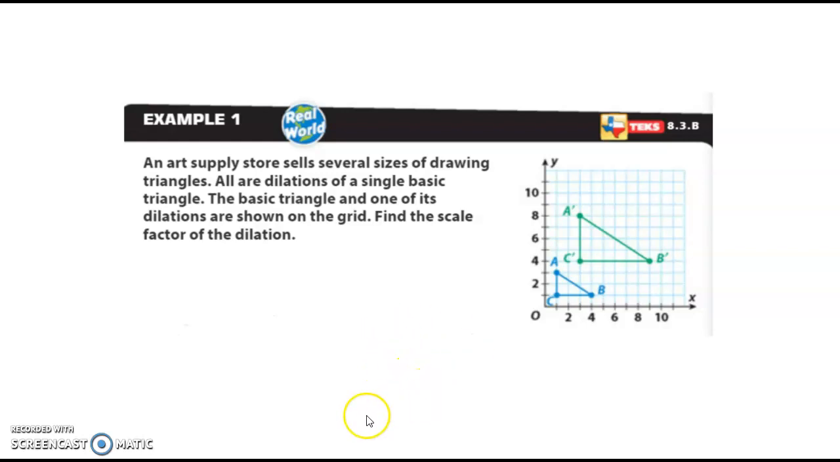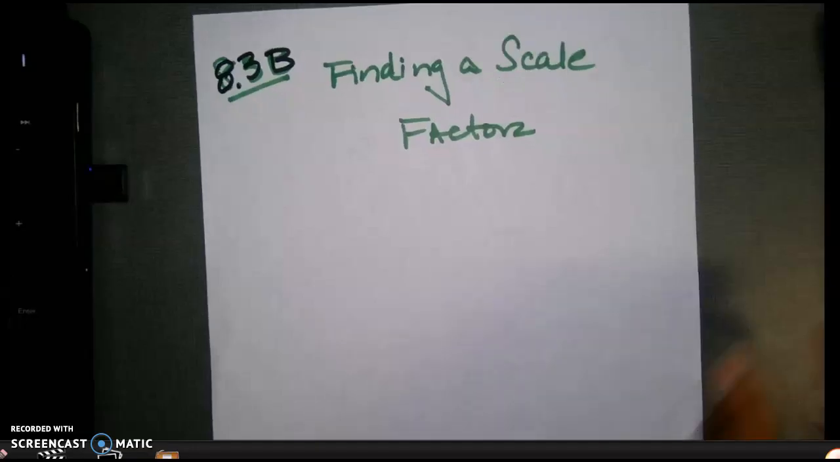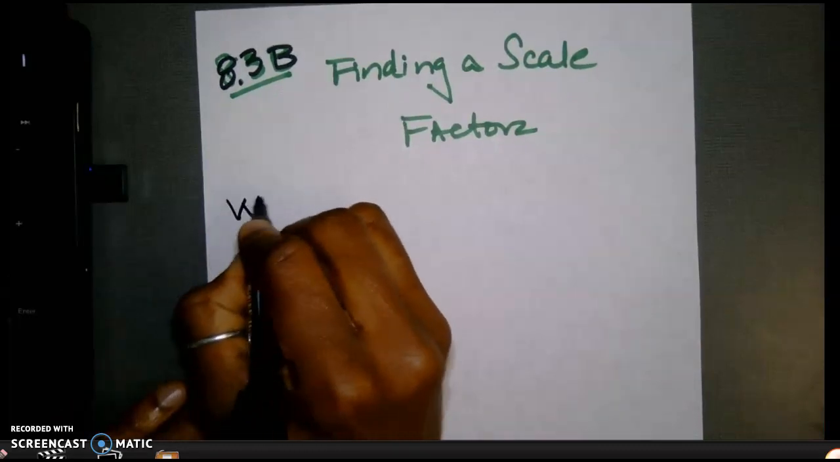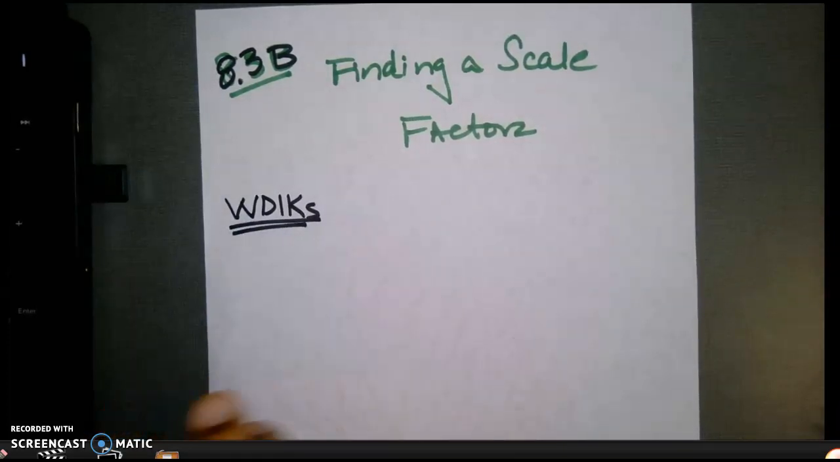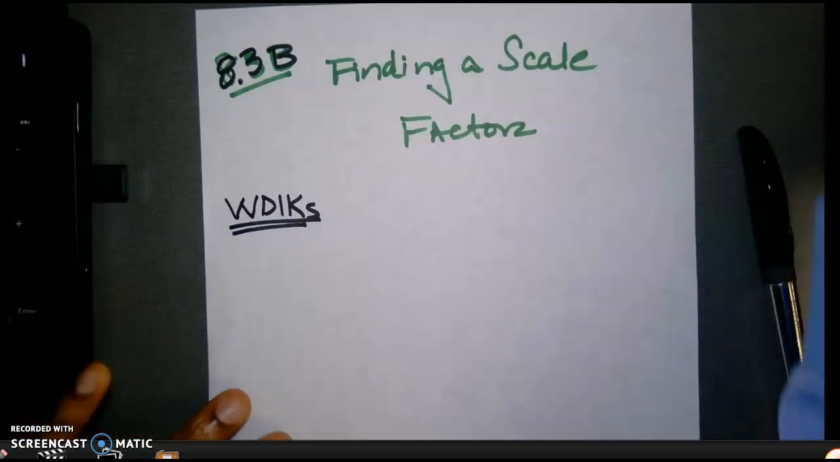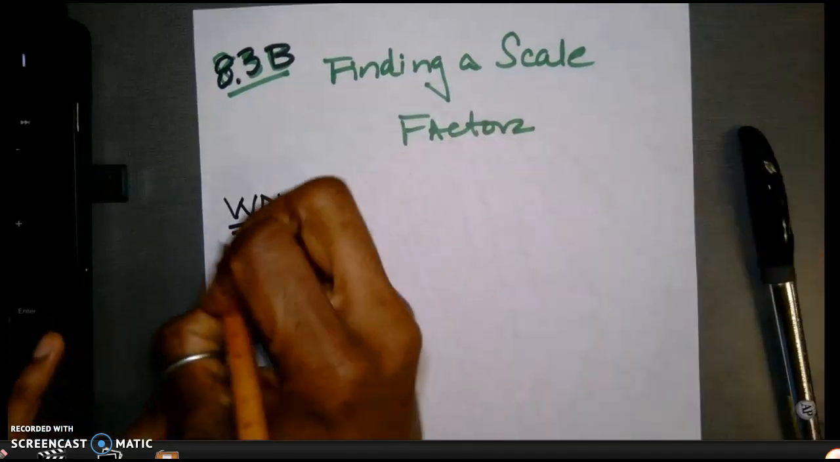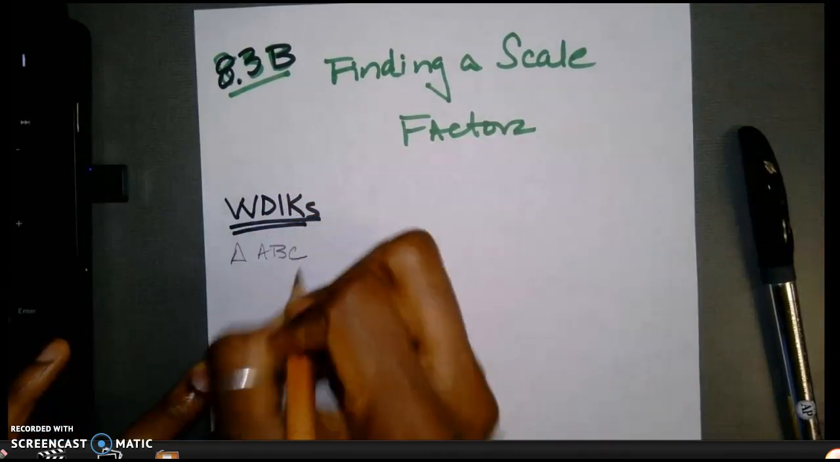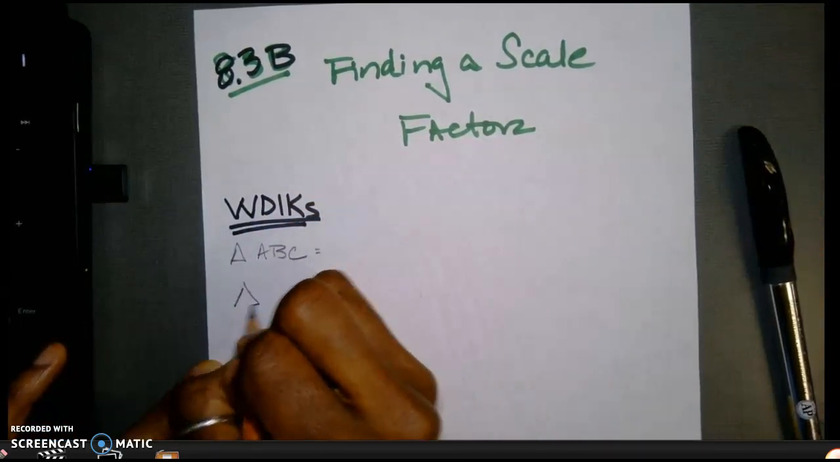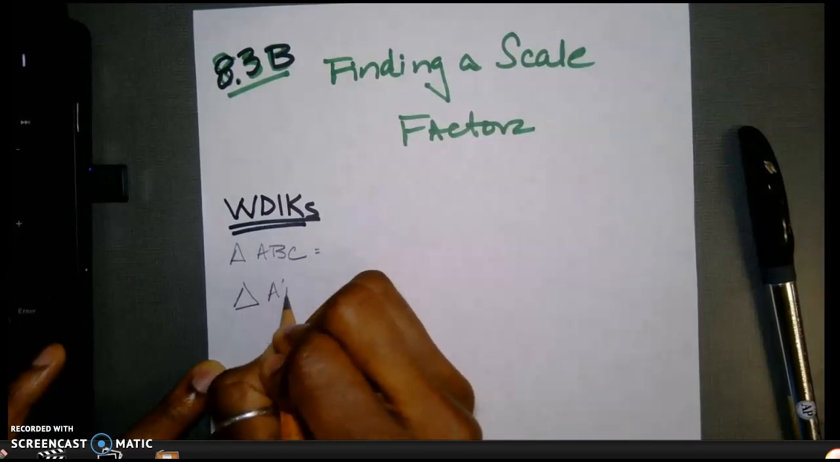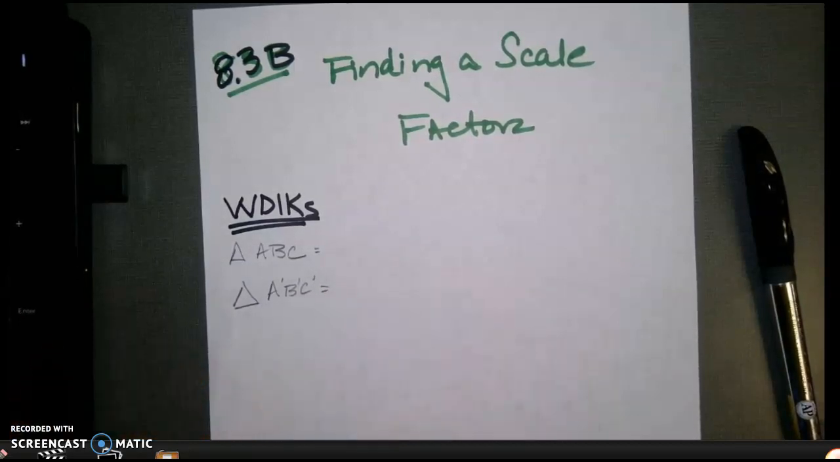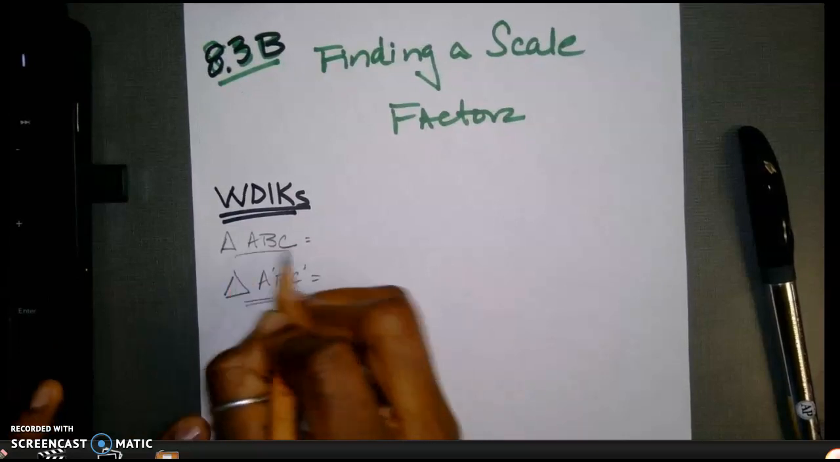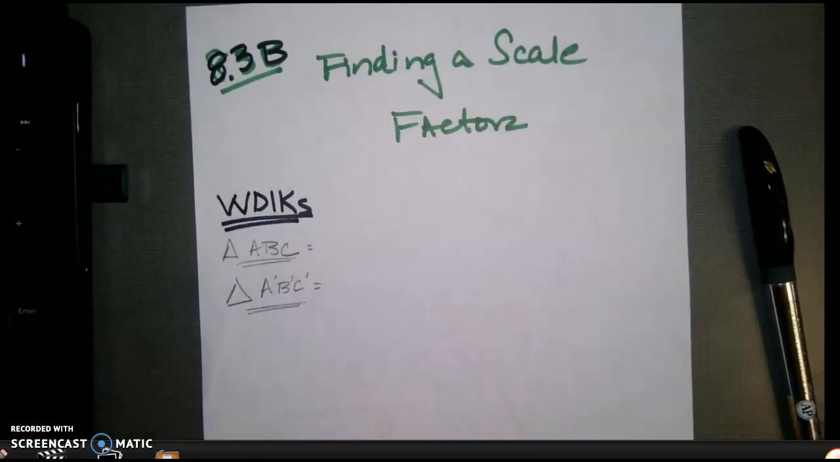So what I want to go ahead and do is switch over to my work. So the first thing that I want to do is something that we're very familiar with. I want to go ahead and write down the things that we know. I call these our WDIKs, as you know from my other videos. These are the what do I knows, or the things that I know. So in this particular case, we know that triangle ABC is what we're looking at. And we're looking at its dilation, which is called triangle A prime, B prime, C prime. That's how you pronounce or say those different names, okay? The pre-image and your image.